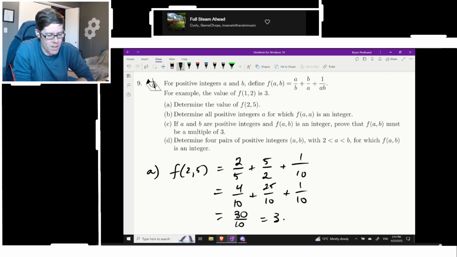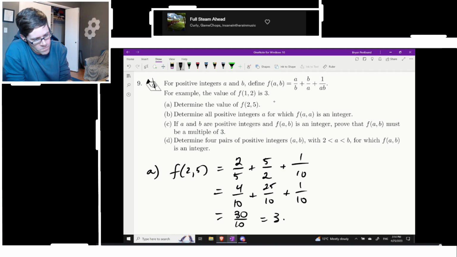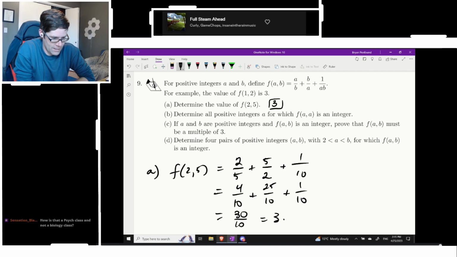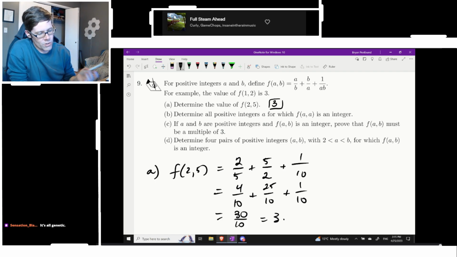This can't always be 3, right? There's no way this would always be 3. It's weird that that also comes out to be 3.